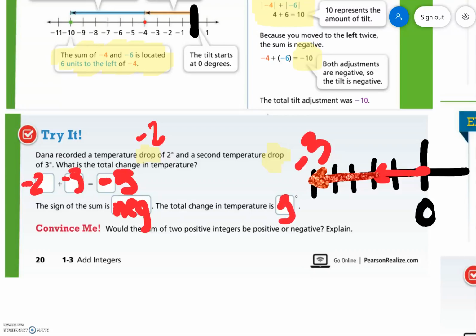Would the sum of two positive integers be positive or negative? So a positive number plus a positive number. Each time we're moving in the positive direction, so the sum should be positive.